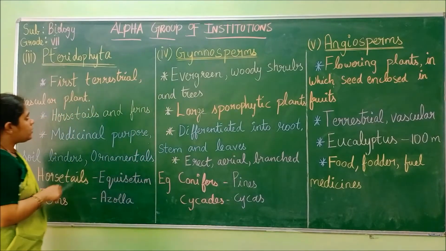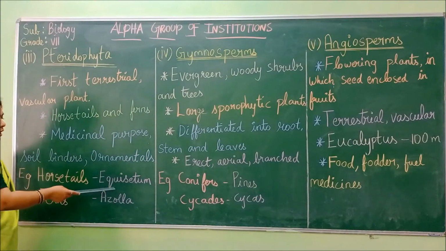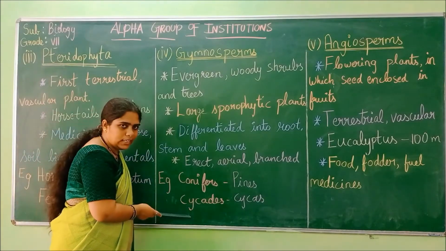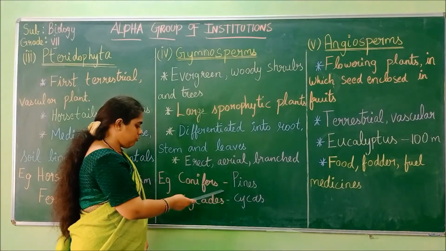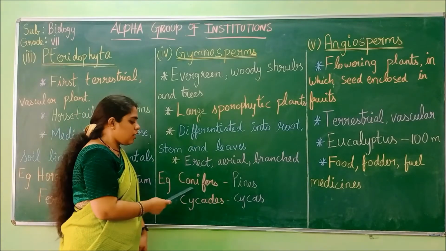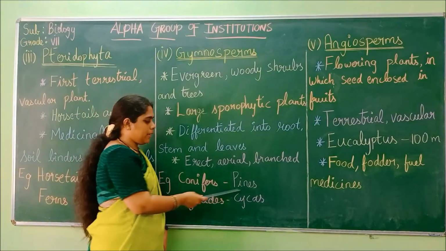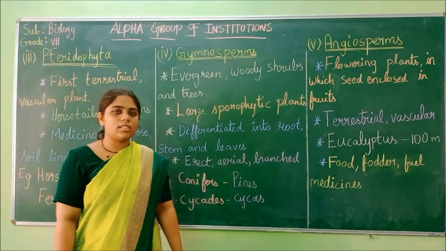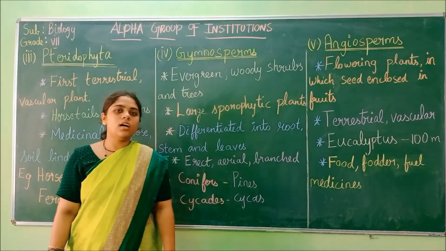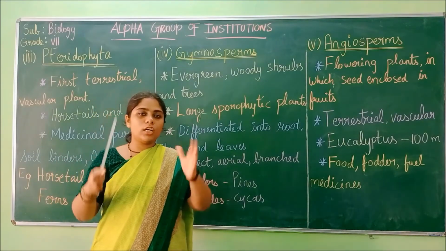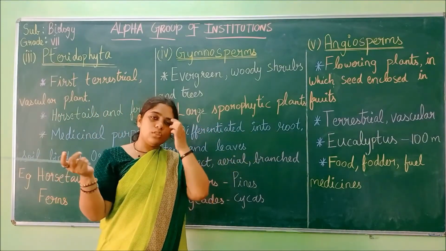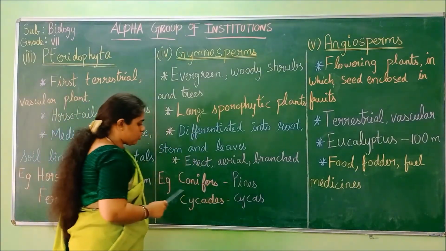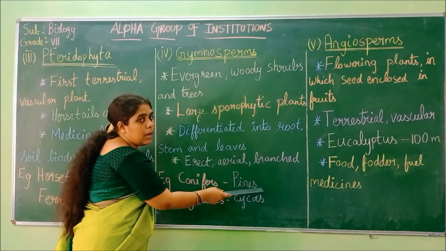We saw examples earlier for Pteridophyta, like Equisetum and Azolla. Likewise, here also we have two categories of plants: conifers and cycads. For conifers, example, pines. You would have seen pine trees in all the hill stations, Kodaikanal, Ooty and all. You will have a pine forest, where you can find huge trees. Those come under gymnosperms only.